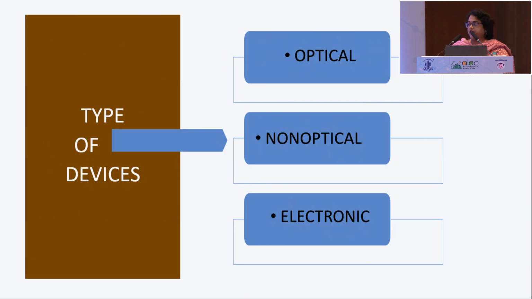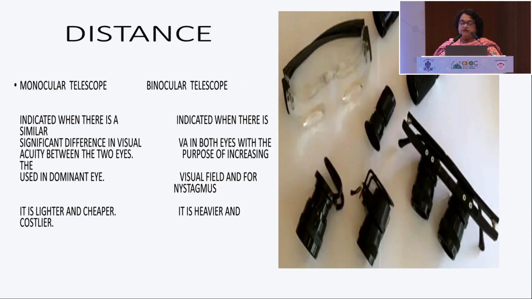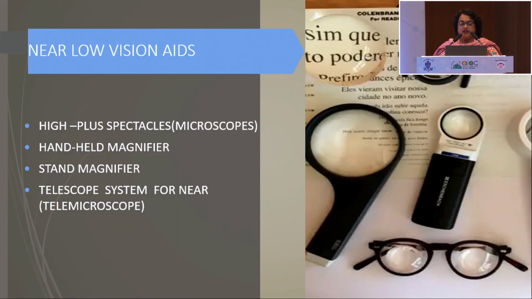Then after calculating the BCVA, we suggest the type of devices we need, optical, non-optical, or electronic. In optical devices for distance, we can have monocular or binocular telescope according to the eye need of the patient. In near aids, we can have high plus power magnifying spectacles, handheld magnifiers, stand magnifiers, and telescopes.